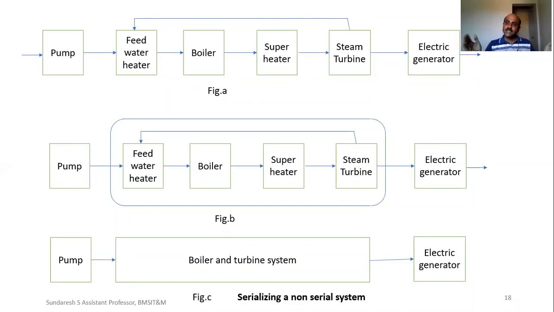Once you get a serial system, then it is easy for us to use the dynamic programming approach and optimize the system. This is how we can convert the non-serial system into a serial system. This is one simple example I have taken for discussing how we can convert non-serial systems into a serial system. Correct?